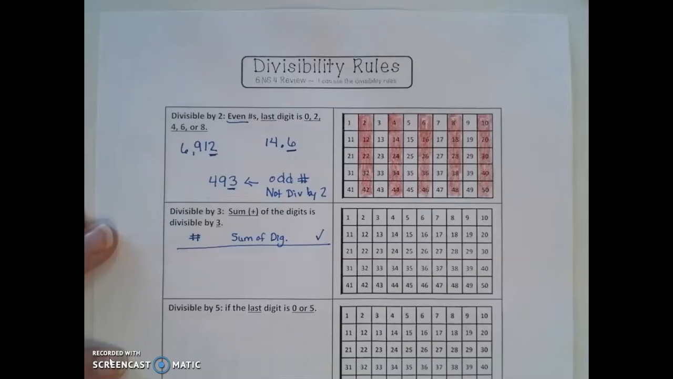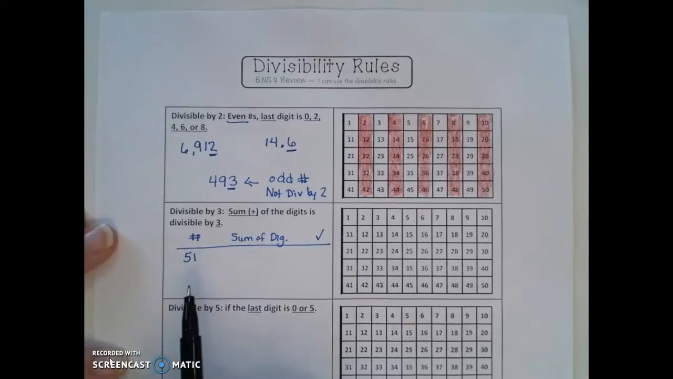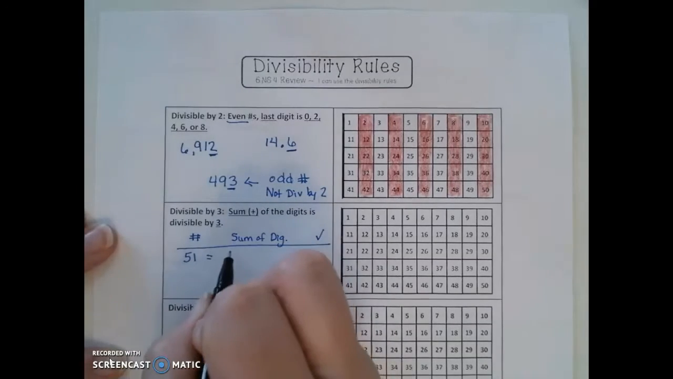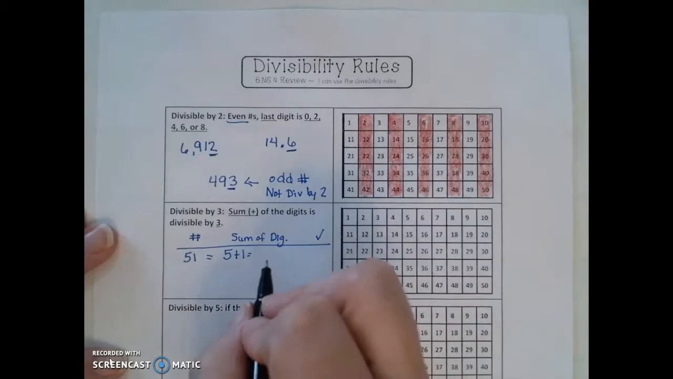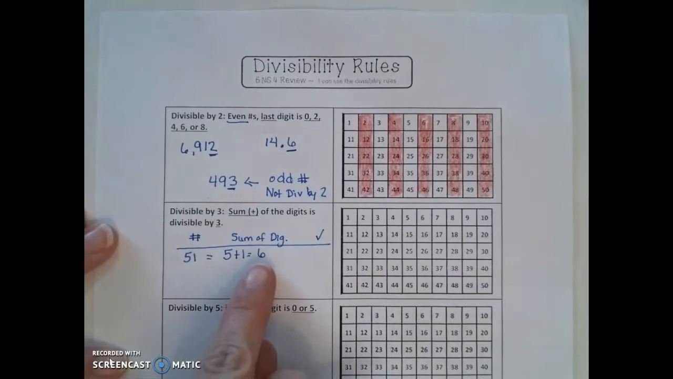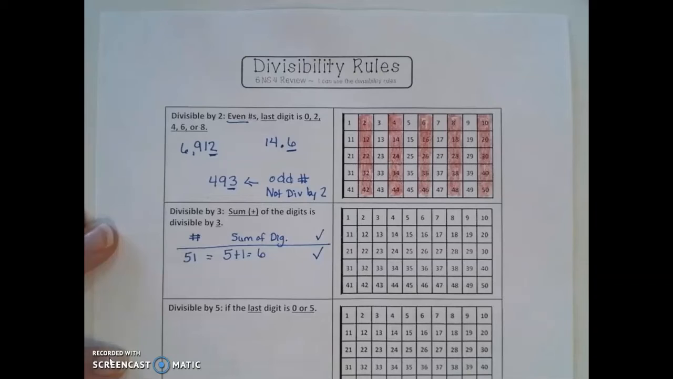The first number we're going to test out is 51. The digits in 51 are 5 and 1. So to find the sum of those digits, I'm going to add 5 plus 1, and 5 plus 1 equals 6. And since 6 is divisible by 3, we know that this number is divisible by 3.